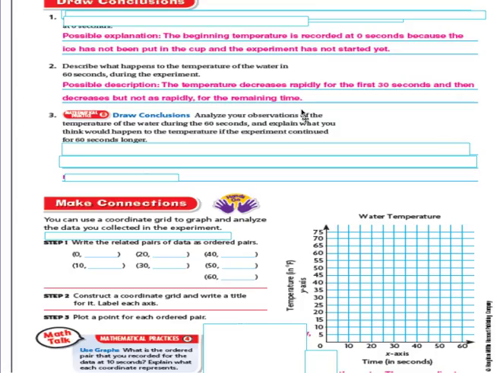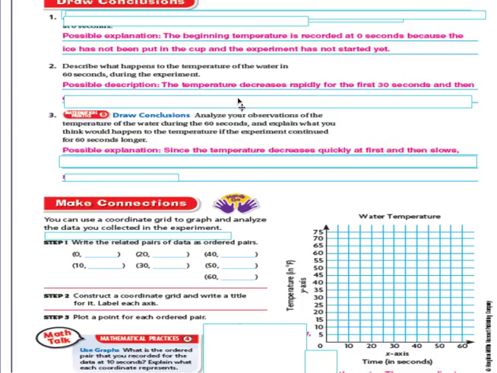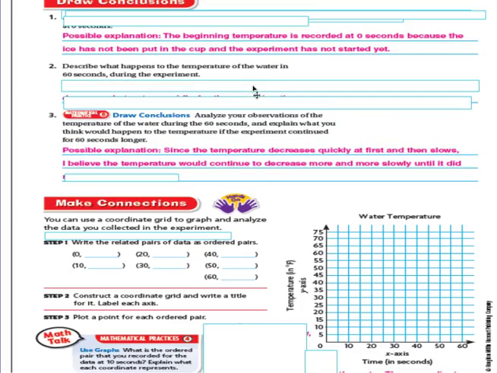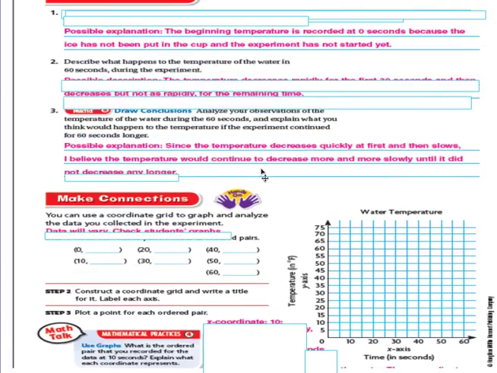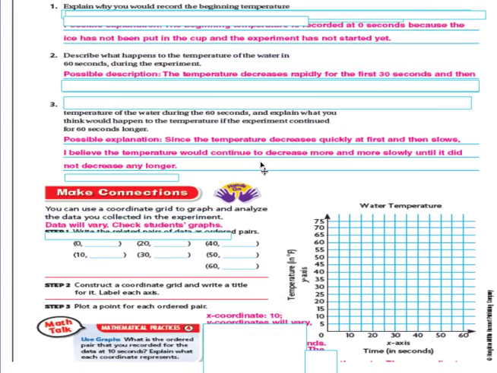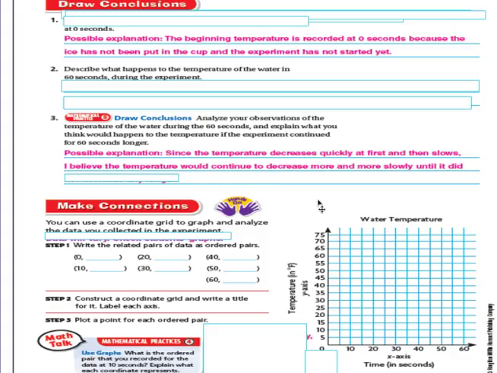Now analyze your observation of the temperature of water during this 60 seconds and explain what you think would happen to the temperature if the experiment continued for 60 more seconds. So write down what you think. And I think it's going to get a whole lot slower than what it was. Alright, now I've got to write this up with you.